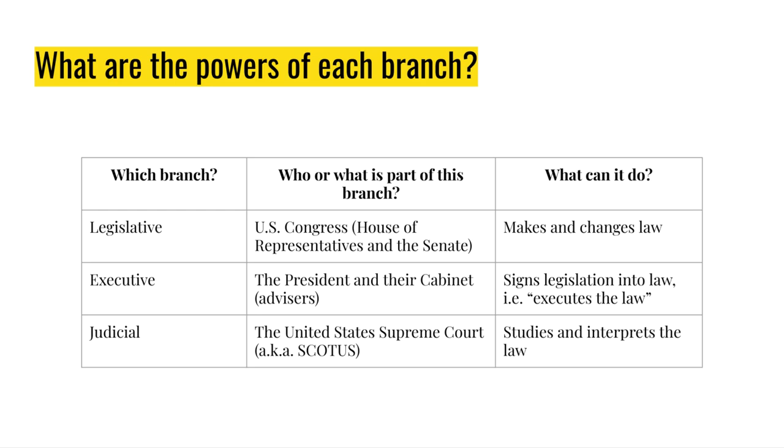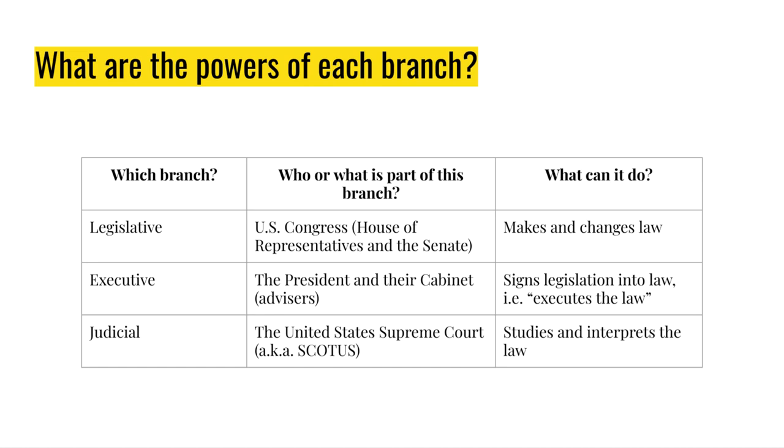The second branch is the executive branch. This consists of the president and their cabinet, all the advisors who handle various departments within the federal government. So, for example, the Department of Defense is headed up by the Secretary of Defense, okay, and so on and so forth. The executive branch signs legislation into law, all right? In other words, executes the law, signs it, makes it law, gives it that authority, okay?